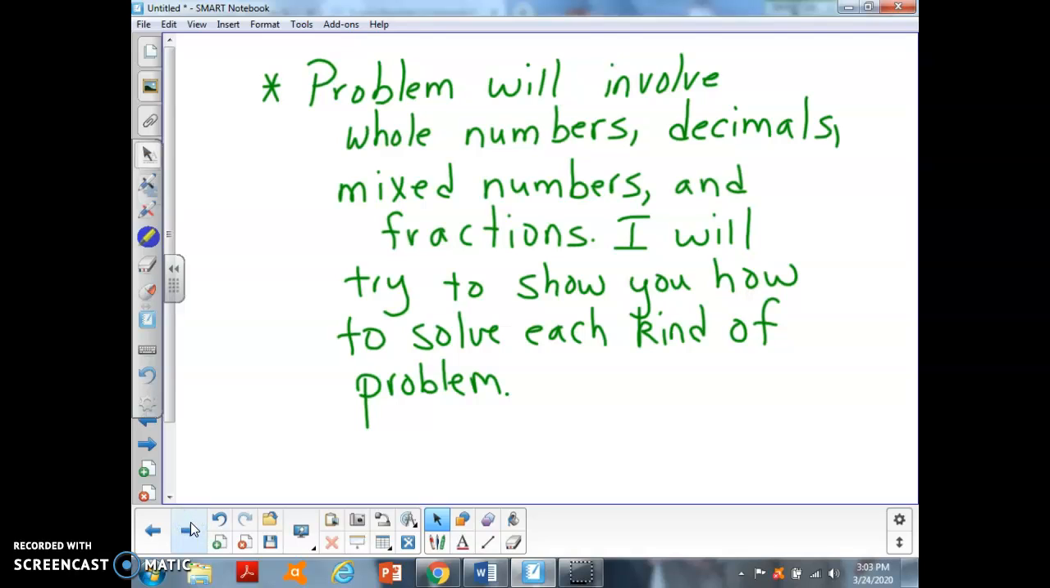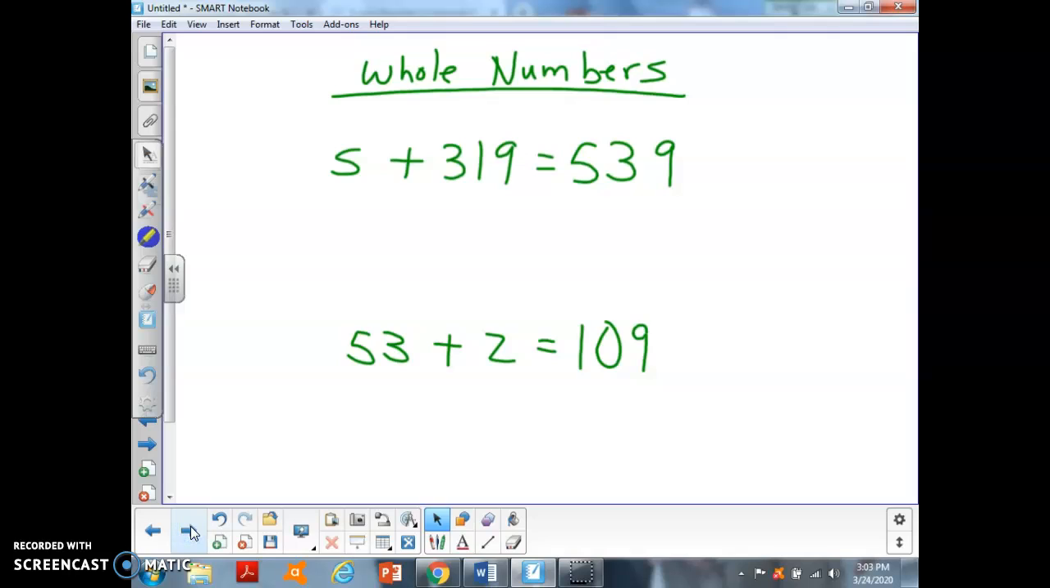Problems will involve whole numbers, decimals, mixed numbers, and fractions. I'll try to show you how to solve each kind with two examples of each, and then you can pause and play as you go through it. First one is whole numbers.